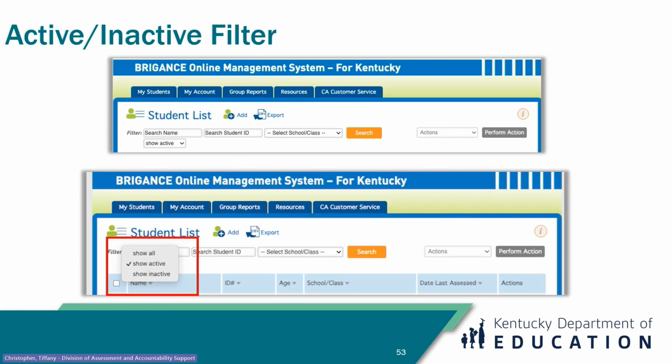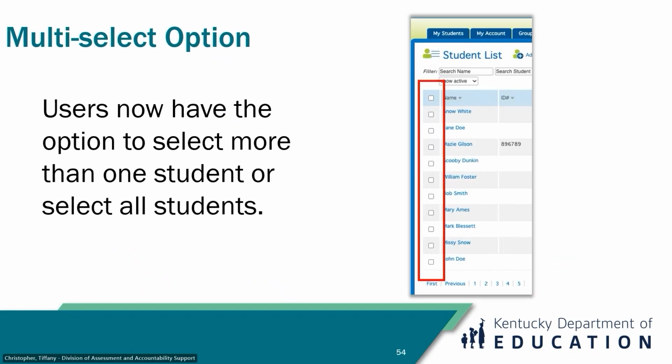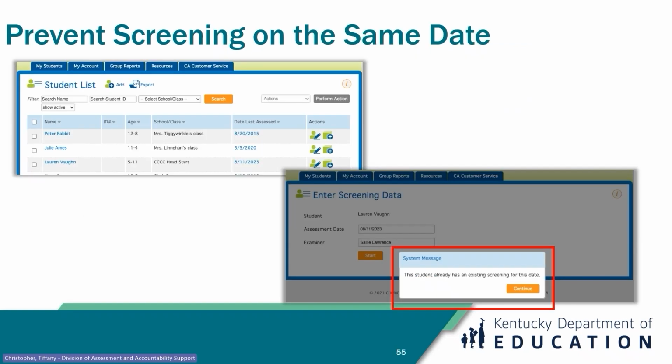When searching for students in the OMS, educators can now choose to show only active students, or show inactive students by using the drop-down menu below field search name. Another feature this screening season is the ability to multi-select students by using the checkboxes on the left of students' names. In an effort to assist in preventing duplicate screens, OMS now features a system messaging alerting data entry staff if the student has an existing screen in the system.